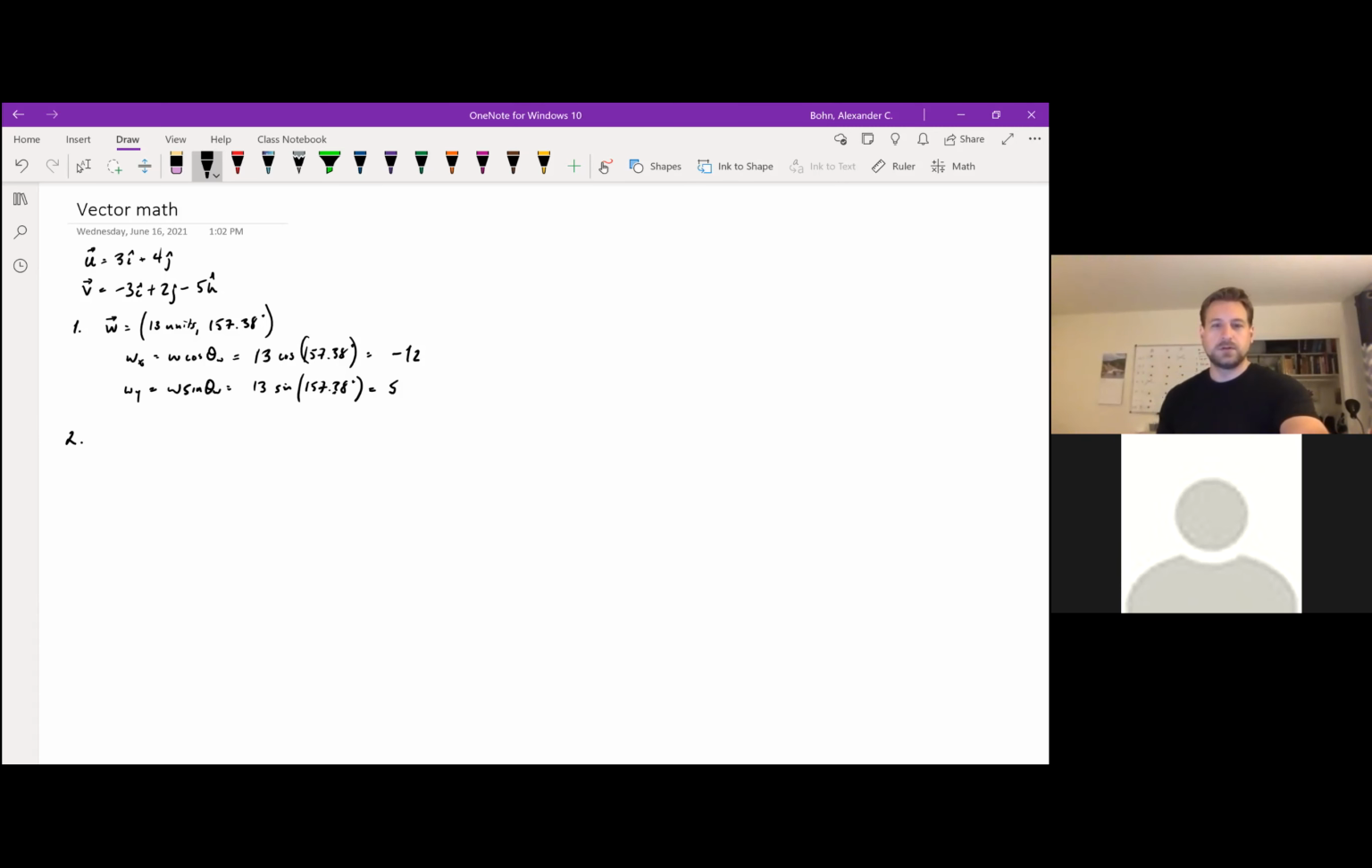Next, we were asked to add vectors u and v. Adding vectors goes like we expect it to. This should be reviewed from 231, but we keep the unit vectors and collect the different pieces. And there we go. U dot v.